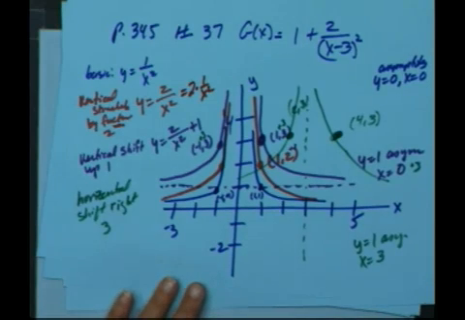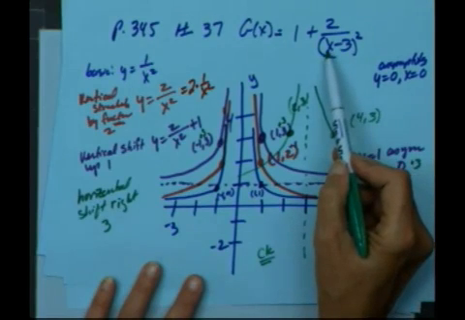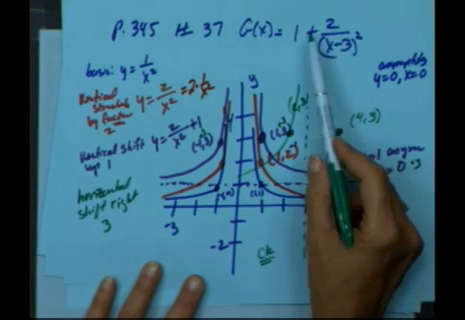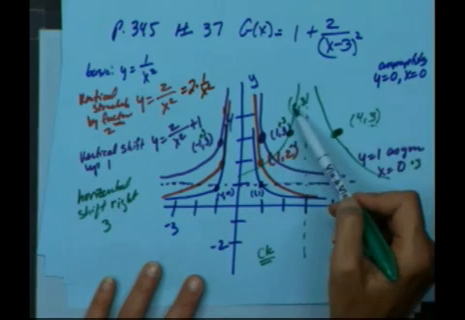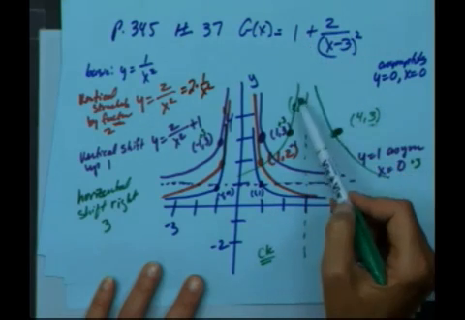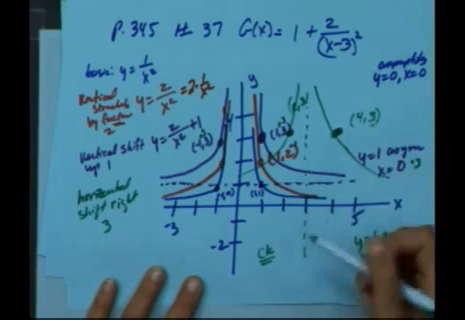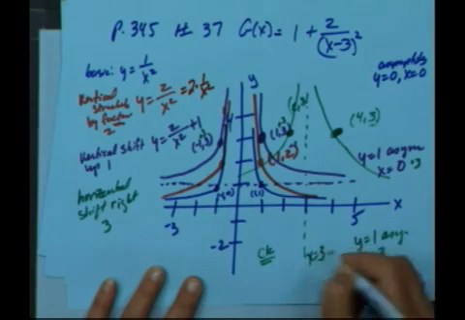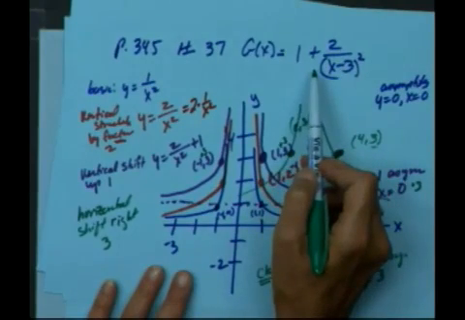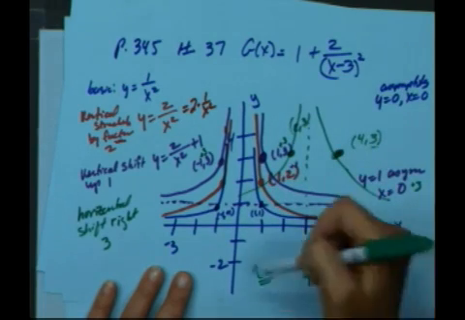Let's do a little double check here. If you let x be 4, 4 minus 3 is 1. 2 over 1 is 2. 2 plus 1 is 3. If you let x be negative 2, negative 2 minus 3 is negative 5. And you know right away by looking at this, you have a vertical asymptote at x equal to 3. You could find your horizontal asymptote easily if you got a common denominator and got it to a single fraction.